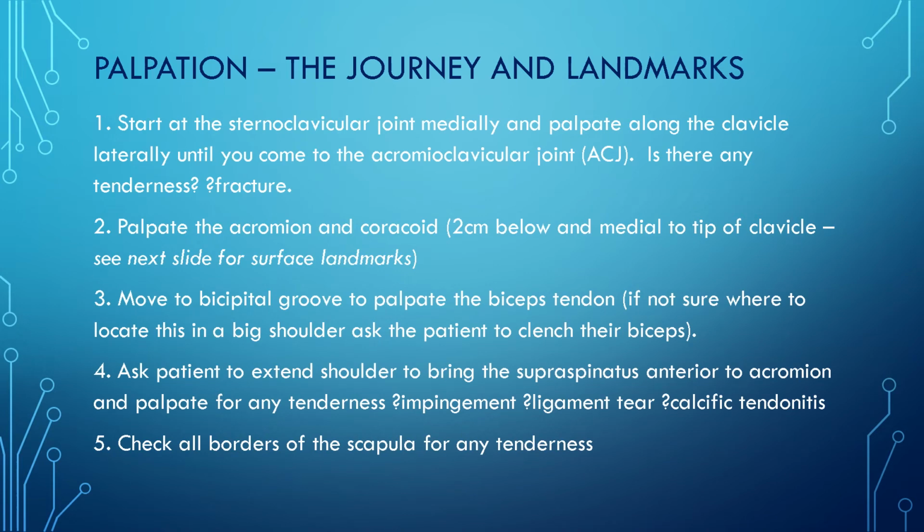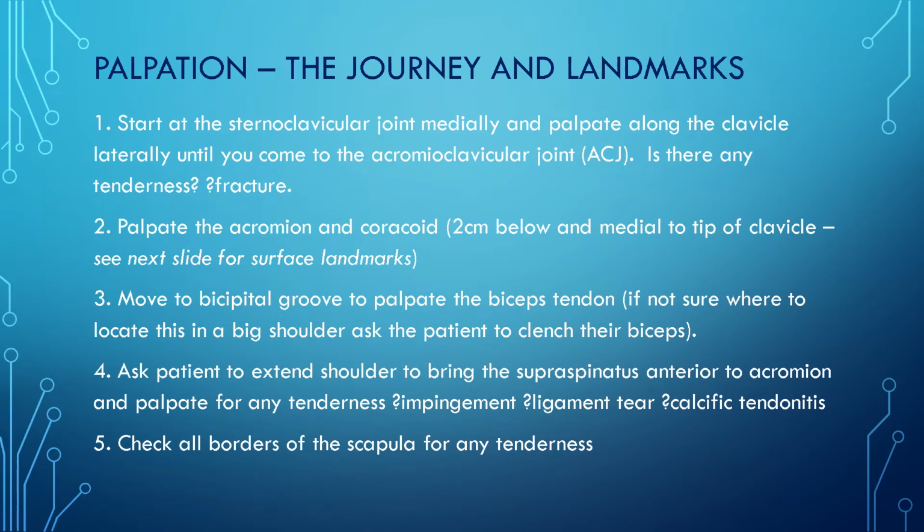The second part of the examination of the shoulder is palpation. And you move your fingers along a journey. You start in the middle, in the midline with the sternoclavicular joint medially, and then you palpate along the clavicle laterally until you come to the AC joint, the acromioclavicular joint. And you're assessing whether there's any tenderness, is there any pain as you do that.